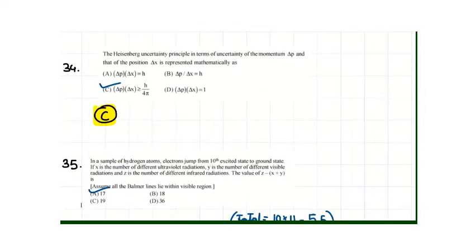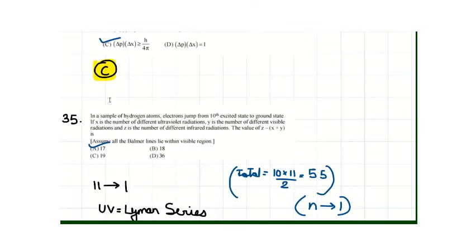In question 4, we directly need to see which option matches the uncertainty principle, that is uncertainty of position into uncertainty of momentum greater than or equal to h by 4 pi, which directly turns out to be option C. Let's move on.